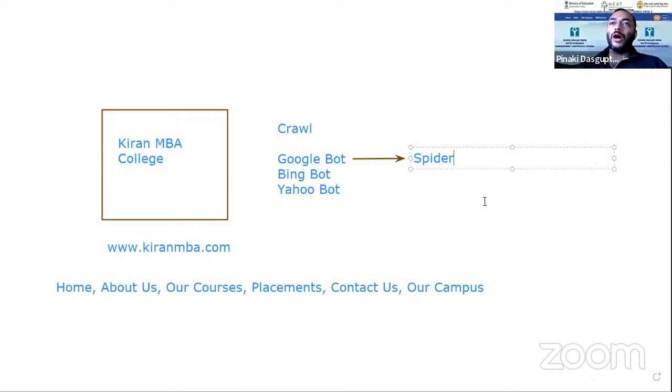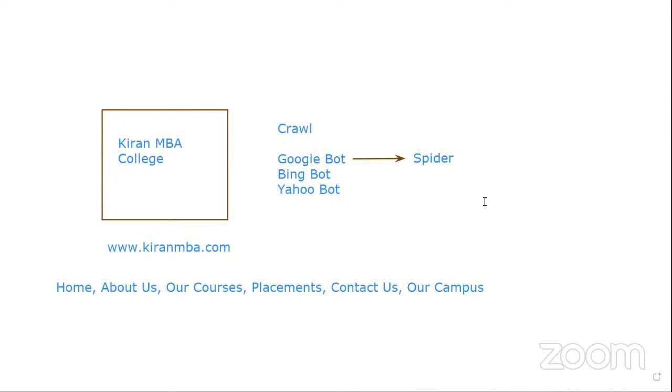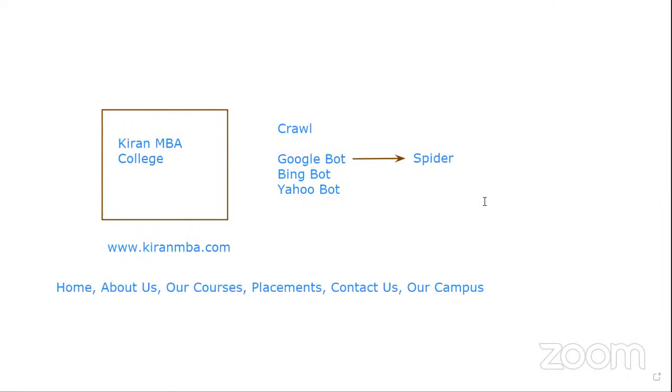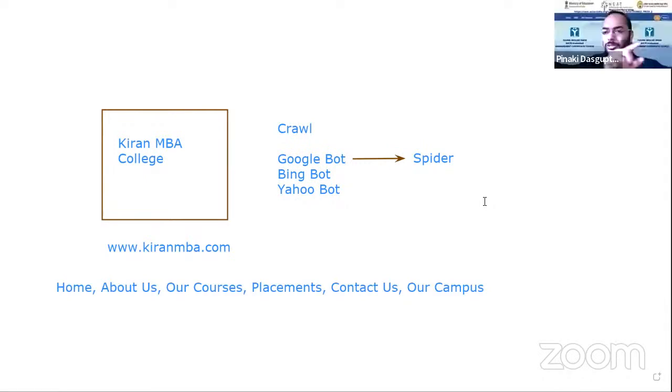Okay. So how does a spider work? A spider actually crawls. So when you ask Google to check your website, it will crawl your website. That means it will read each and every line like this. Basically, it will crawl like this. So once it crawls your entire website, the next thing it will do is index.